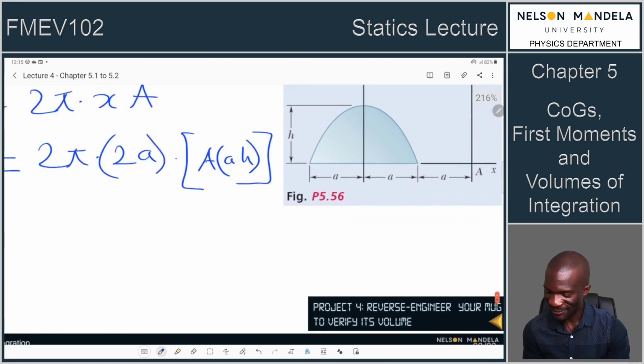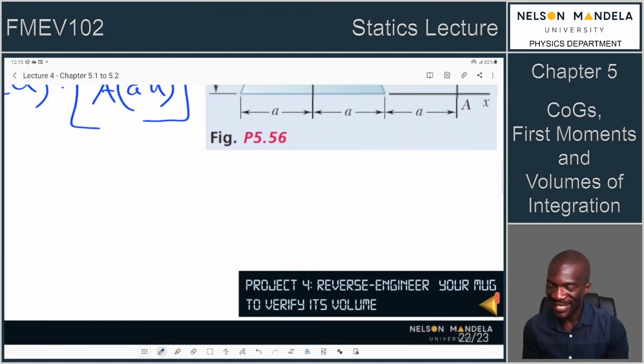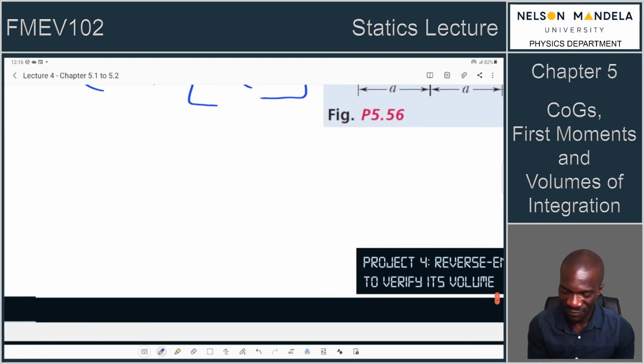So for us to now have an idea of how this is actually practical, I want you to reverse engineer your mug, right? Your mug has got some volume. So find using Pappus-Guldinus the volume of your mug, and you can verify it by pouring the total amount of water or whatever fluid you put in it, and then you put it into some measuring cylinder.